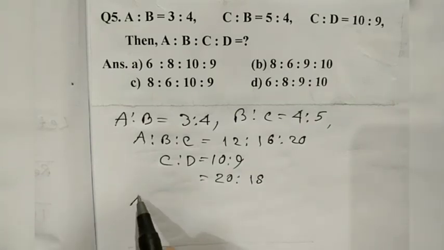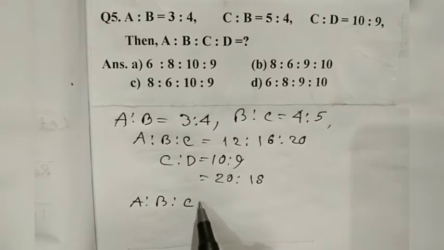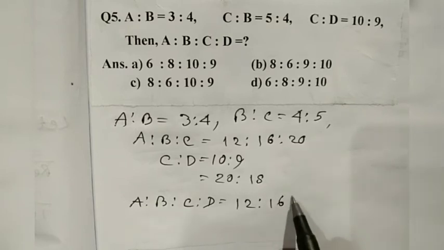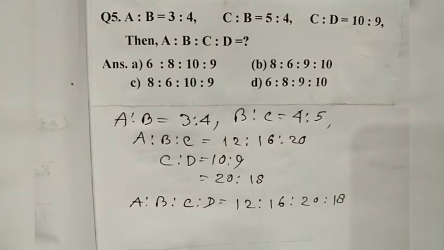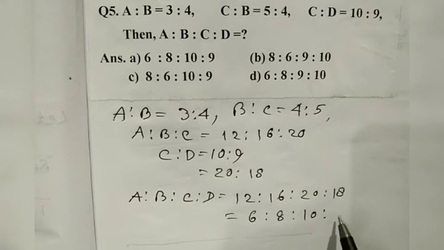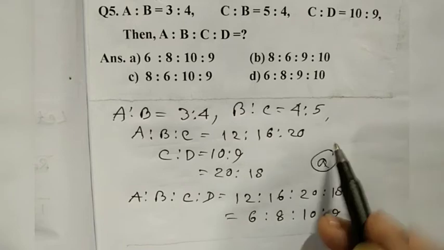Then A is to B is to C is to D equal to 12 is to 16 is to 20 is to 18. All dividing by 2, we get 6 is to 8 is to 10 is to 9. Answer is A.